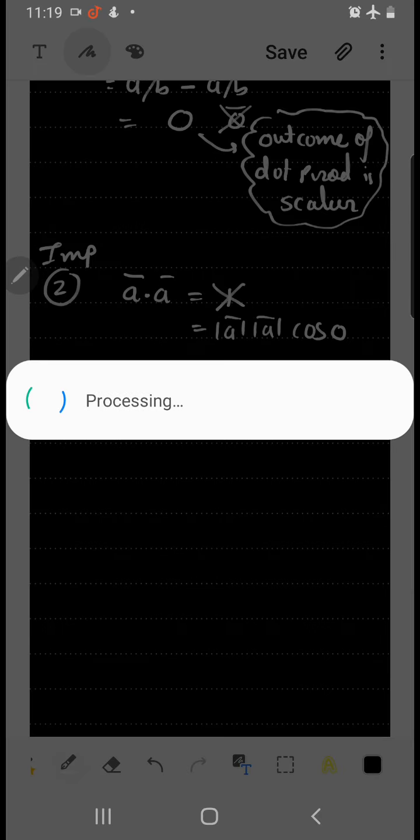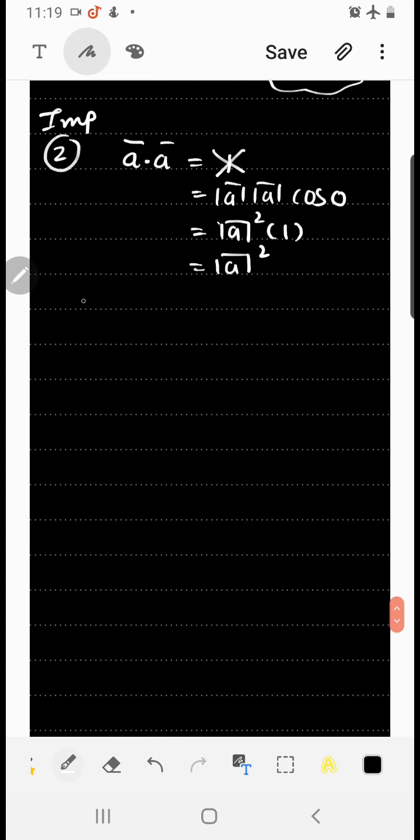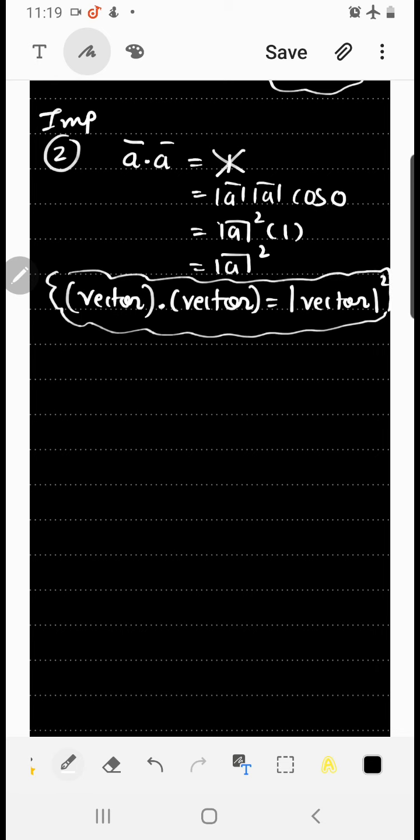What is the value of cos 0? Is it not 1? So what is the final answer? Mod of a square. So what is a bar dot a bar? Mod of a square. So can I read the format like this? Vector dot vector is equal to the square of the magnitude of the vector. So remember it like this. Don't say a bar dot a bar, because that is just a reference I am taking.